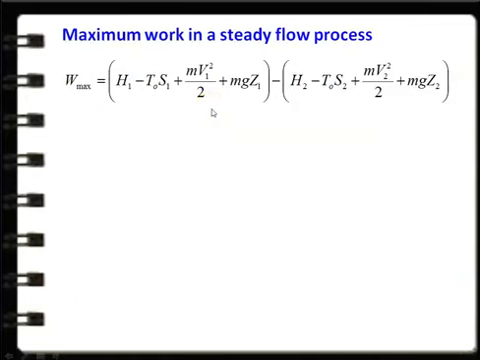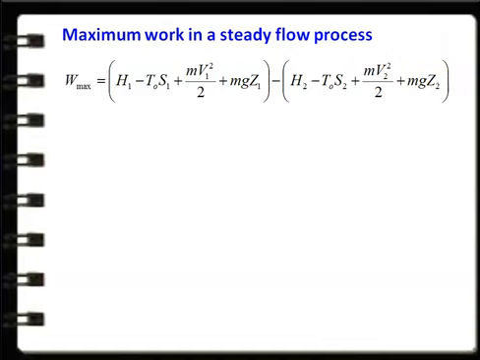So, the maximum work produced in a steady flow process. We studied two types of processes in our engineering thermodynamics. One is the flow process, another one is the non-flow process. The flow process occurs in the open system, for example, gas turbine, steam turbine, internal combustion engine. In the open system, mass and energy cross the boundary of the system.